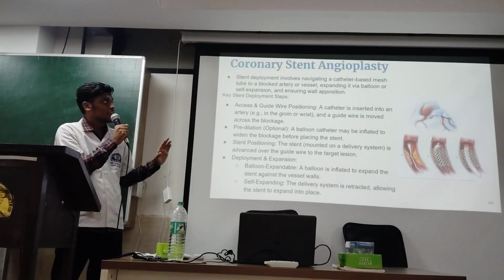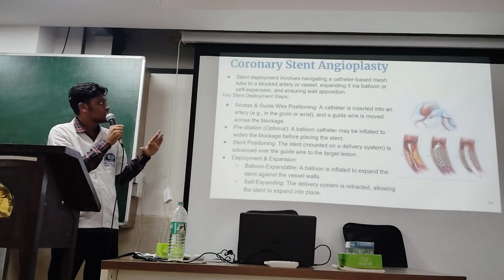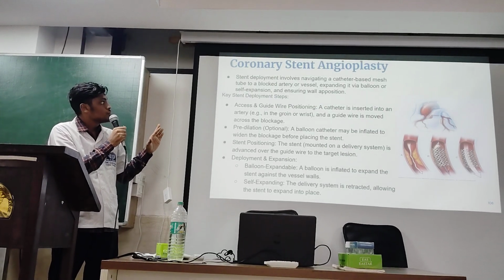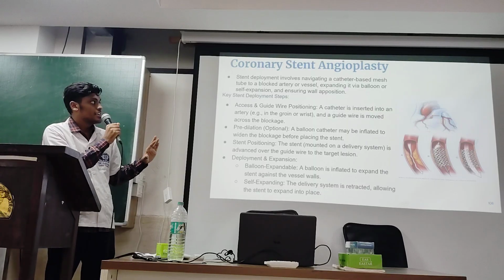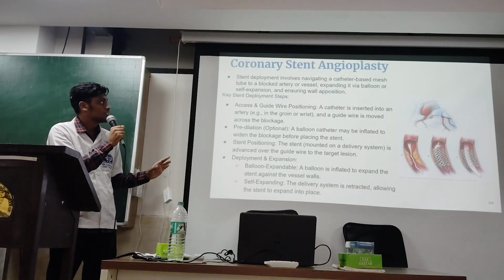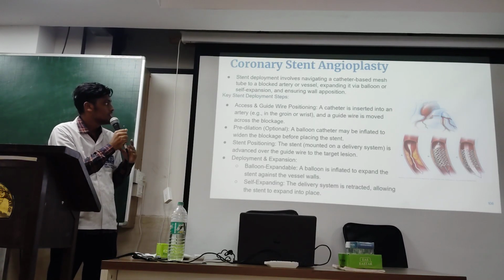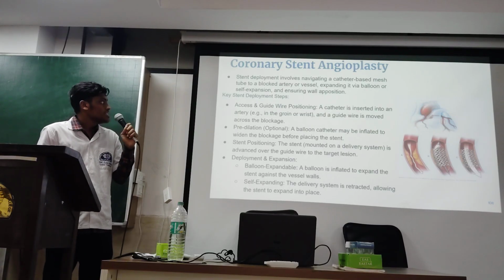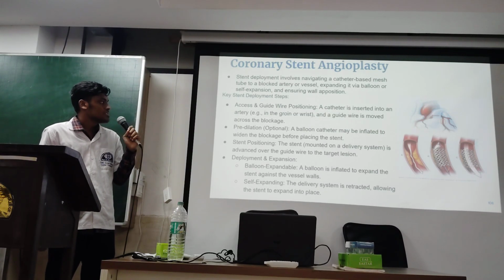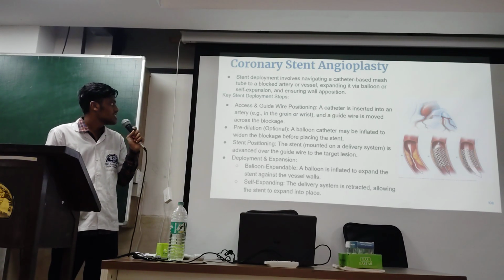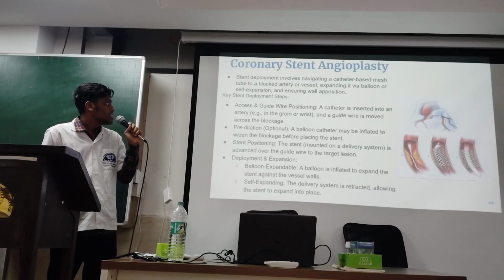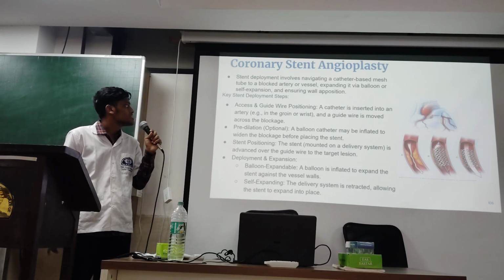Then stent deployment involves navigating a catheter-based mesh tube to a blocked artery or vessel, expanding it via balloon or self-expansion, and ensuring wall apposition. Then the key stent deployment steps. Let us discuss the deployment steps in stent.